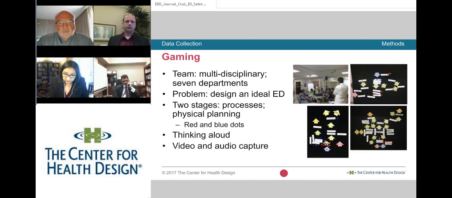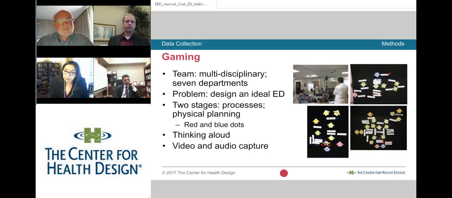The purpose of the red dot was for them to identify a single point on the ED layout gaming board, one pertinent point in the ED which was critical to either safety or to efficiency. The red dots represented safety and the blue dots represented efficiency.